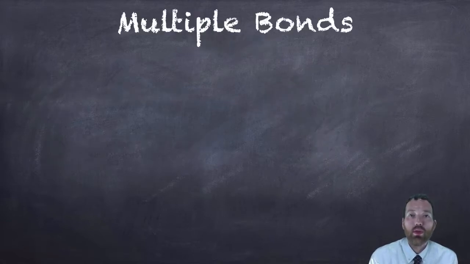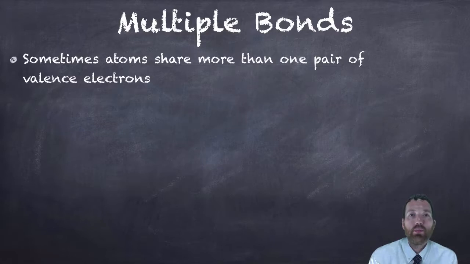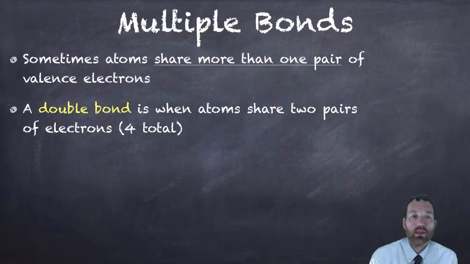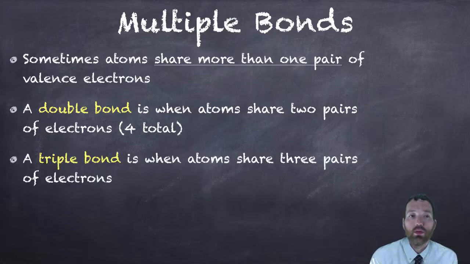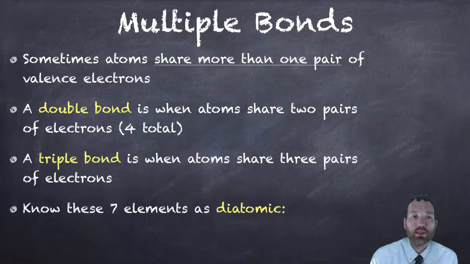Sometimes we have multiple covalent bonds. This happens when atoms share more than one pair of valence electrons. Sometimes you have a double bond when the atoms share 2 pairs of electrons, or 4 total. You can also have a triple bond when atoms share 3 pairs of electrons.